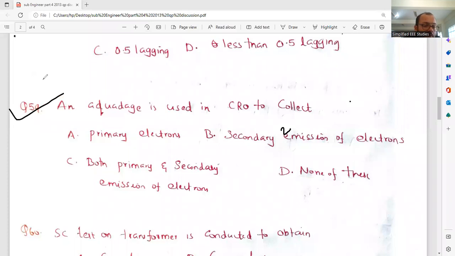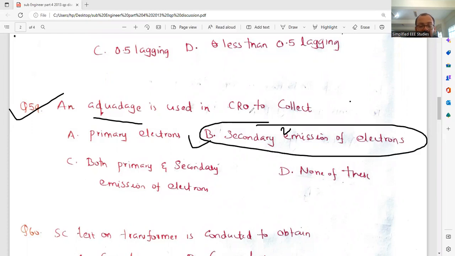Let us read question number 59. The aquadag is used in CRO to collect dash: primary electrons, secondary emission of electrons, both primary and secondary emission of electrons, none of these. The purpose of the aquadag is to collect the secondary emission of the electrons, so please select option B. Very important. You have to remember about CRO, the components of CRO. Before going to the examination, kindly go through that. Fine. This point you must remember.